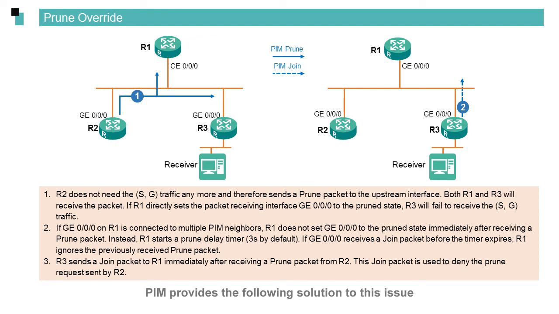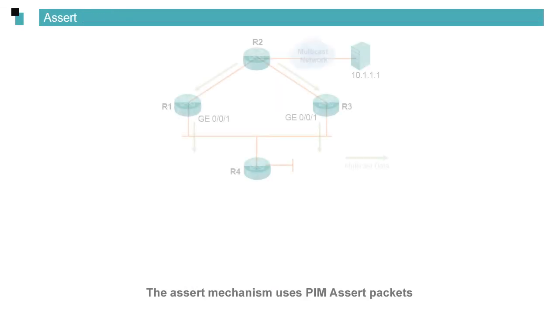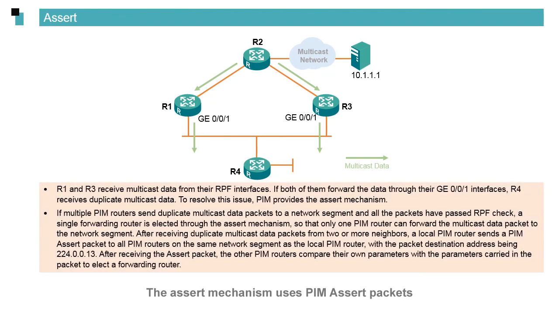PIM provides the following solution to this issue. If an interface is connected to only one PIM neighbor, it is set to the pruned state immediately after receiving a prune packet. However, if an interface is connected to multiple PIM neighbors, a prune delay timer is started upon receipt of a prune packet. This gives other routers, in this case R3, a short time during which they can override the pruning process. The assert mechanism uses PIM-assert packets.